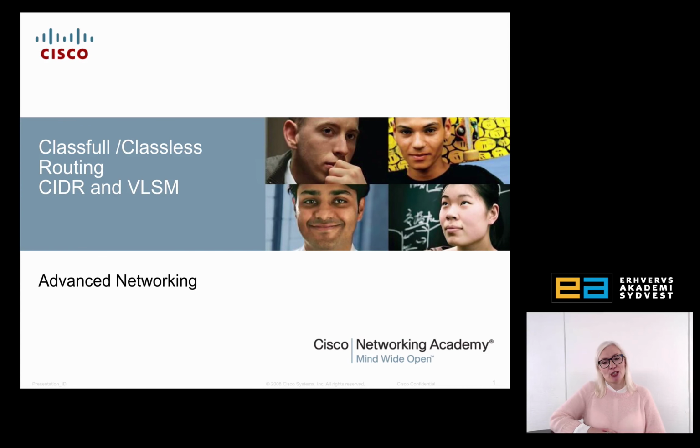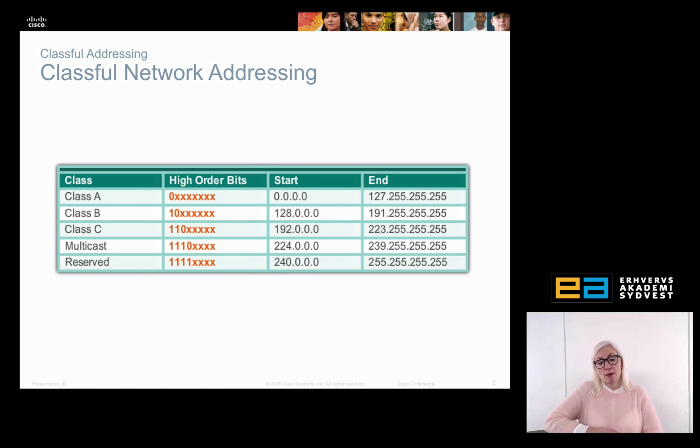Hi, today I'm just going to give you a small update on Classful and Classless routing and also CIDR and VLSM, in case you have forgotten. This is something about the IP addresses, and when we look back, we will see that in the beginning we divided the IP addresses into different classes.